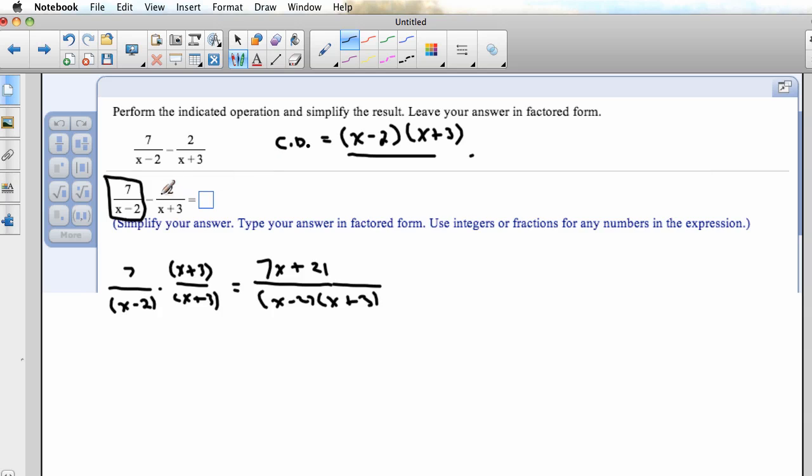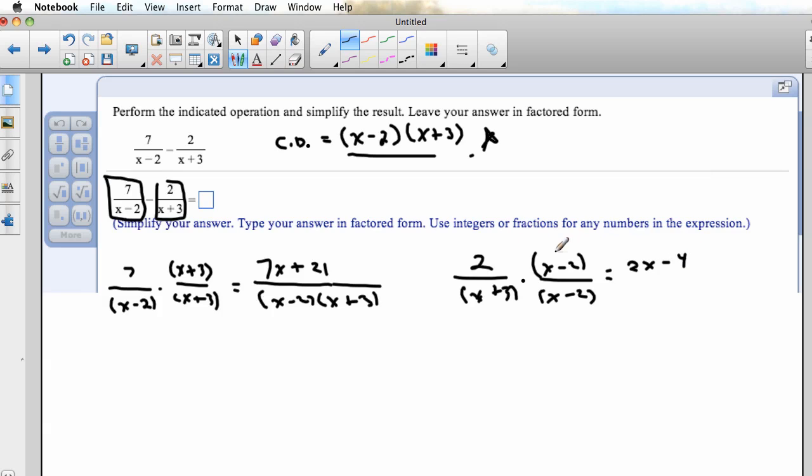Similarly, I'm going to take the second fraction, the 2 over x plus 3, and now multiply the top and bottom by x minus 2. The reason I'm multiplying top and bottom by x minus 2, remember that I'm motivated by trying to make my denominator here be the common denominator. So if I multiply x plus 3 times x minus 2, then I'll have the common denominator as my new denominator. But I have to do the same operation, same multiplication to top and bottom in order to have an equivalent fraction. So again, I'll use the distributive property on the top, so that's 2x minus 4.